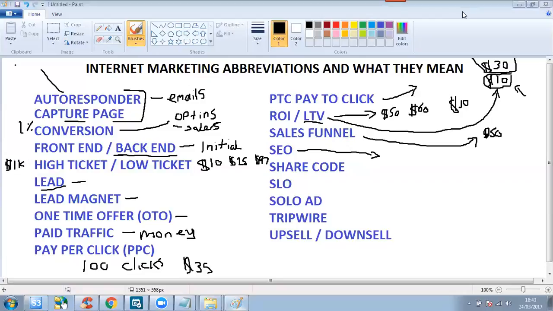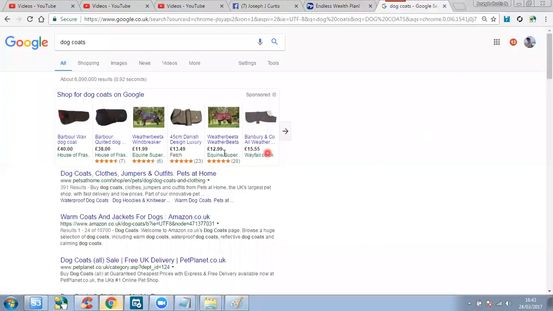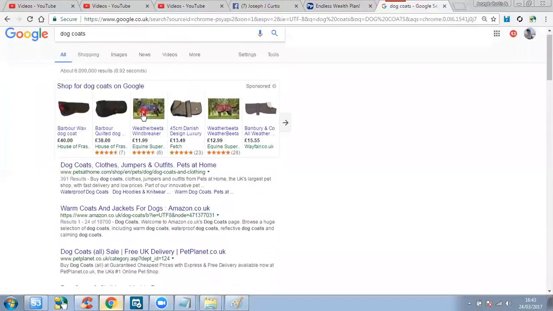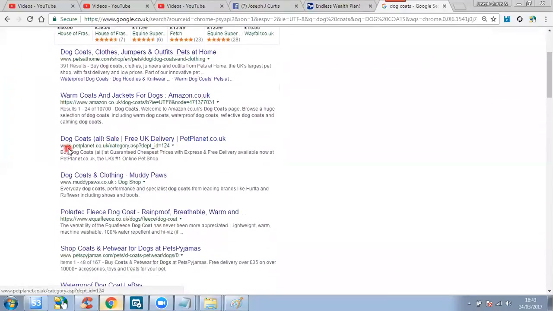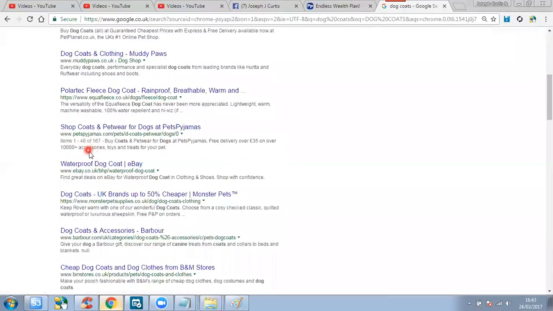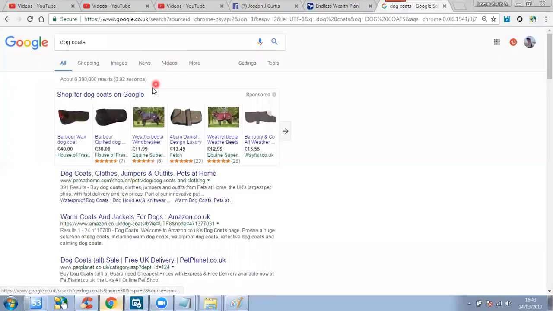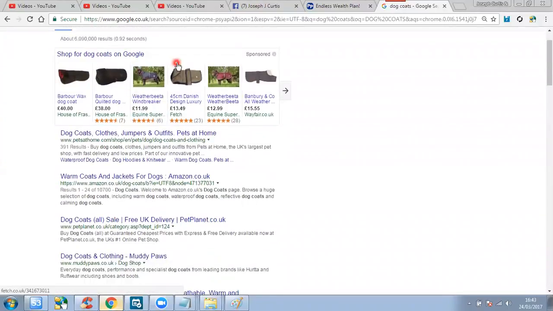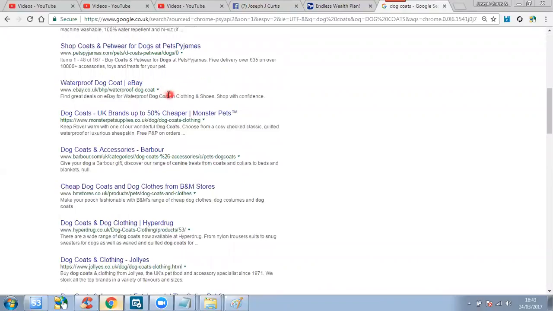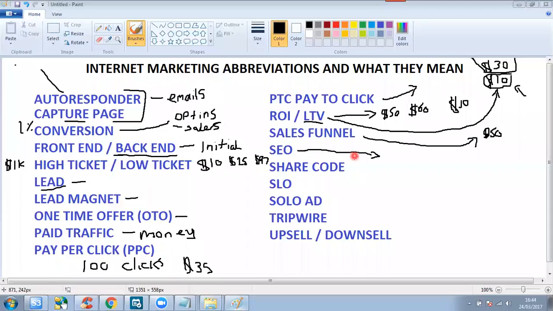Let's say you type in dog coats into Google. All these people on the first page are ranked at the top of the searches for dog coats. So they've all done SEO, and that's what that means. They've optimized their website to show up on the first page of Google or YouTube or any of the search engines, Yahoo or Bing. There are certain things you can do to rank your site up in the searches, so more people find you. So that's SEO, search engine optimization.